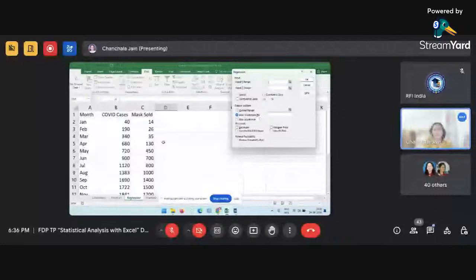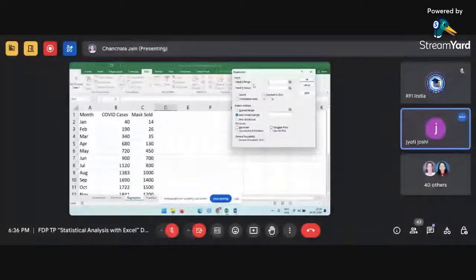Yes, madam. Yes. So you can see in the first range, it is asking you to provide the range of your y variable.